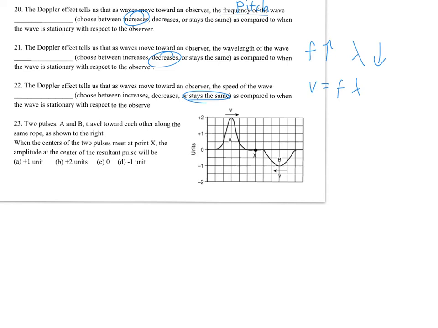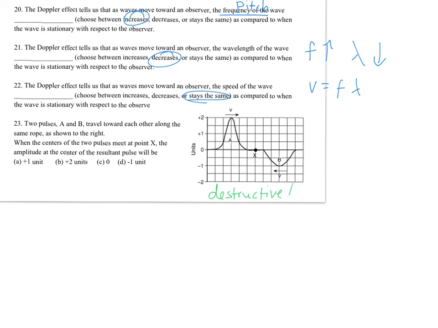23. Two pulses A and B travel toward each other along the same rope as shown to the right. When the centers of the two pulses meet at point X, the amplitude at the center of the resultant pulse will be. Okay, so what type of interference is this? This is destructive interference. So we're going to take their amplitudes and get a smaller one.